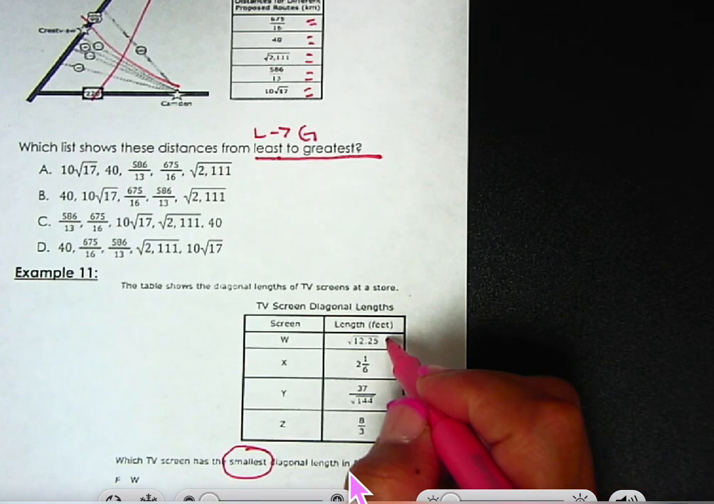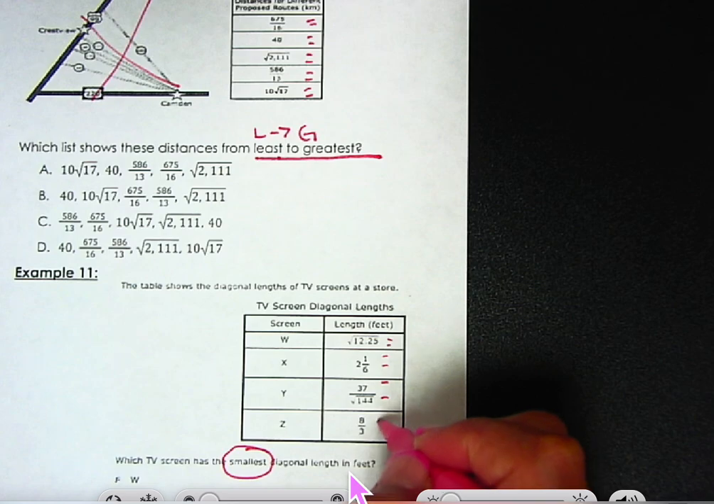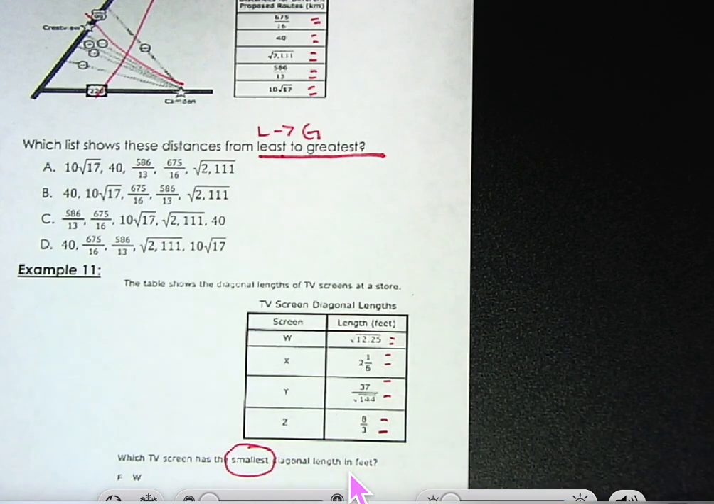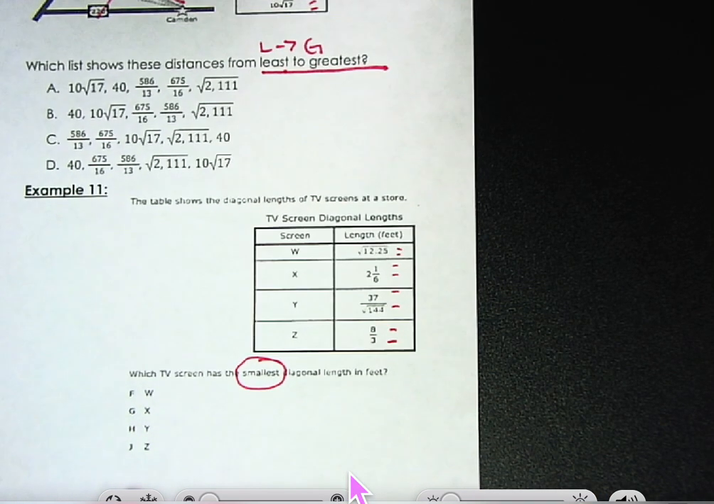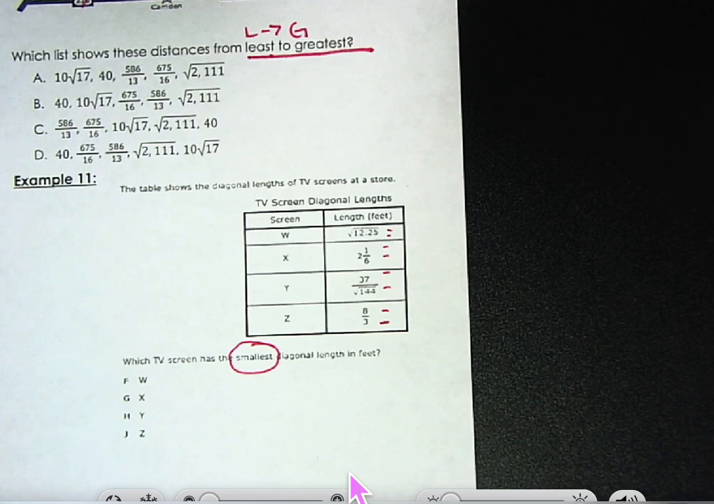So you would convert all of these into decimals and tell me which of these is your smallest. When you're done, go ahead and submit the Google form and make sure you fill in the rest of your notes.